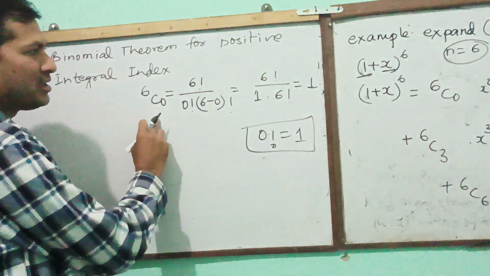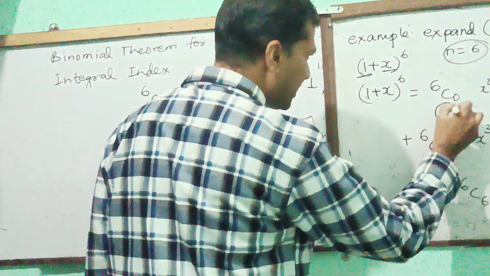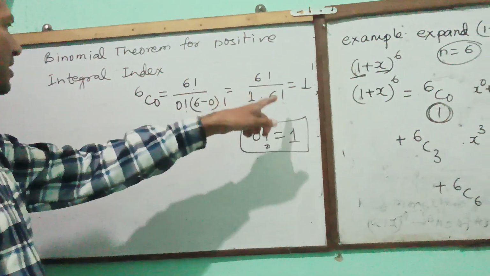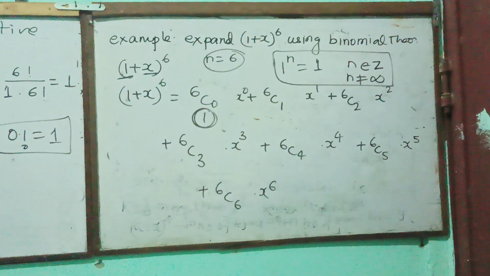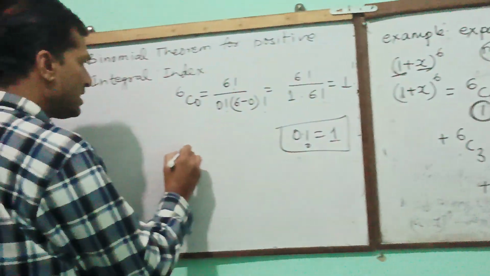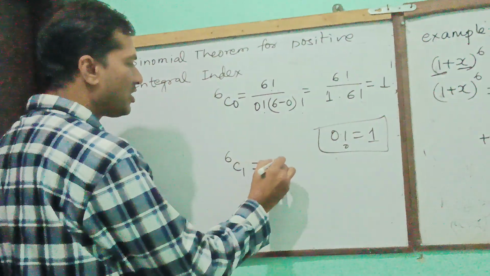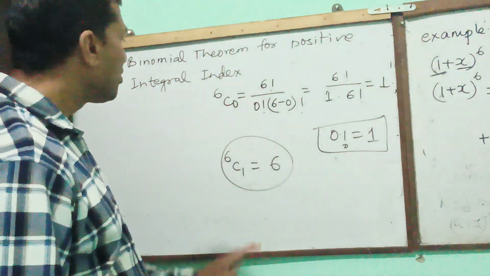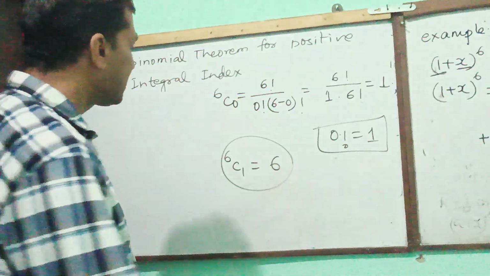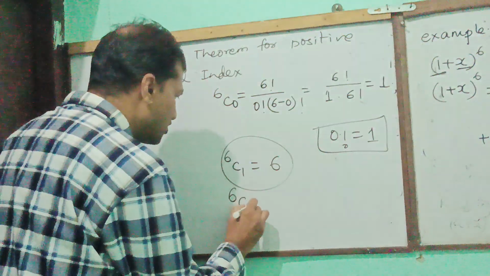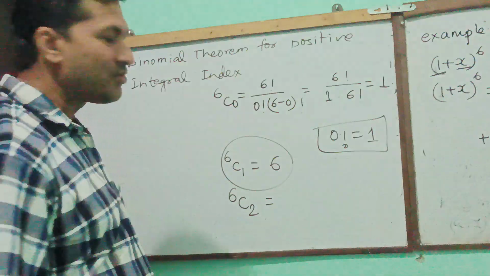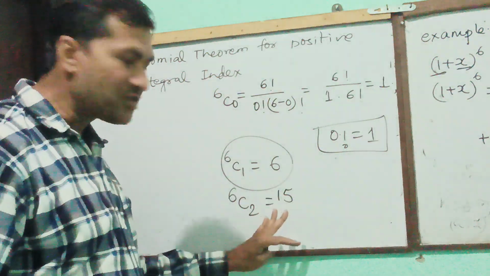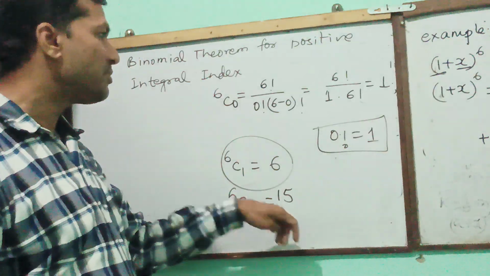Clear? 6C0, this is the first term from the beginning, this is equal to 1. Now 6C1, if we calculate, we are getting 6. Similarly 6C2, if we calculate, we are getting 15. So calculate this one, I am not calculating over here. 6C2 is how much here? 15.